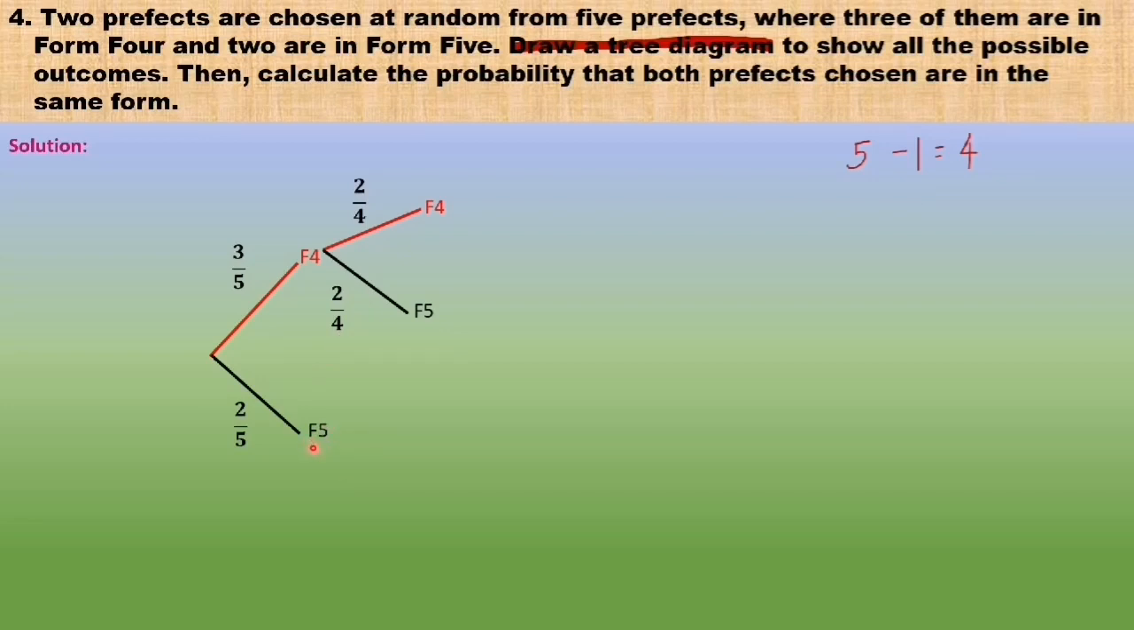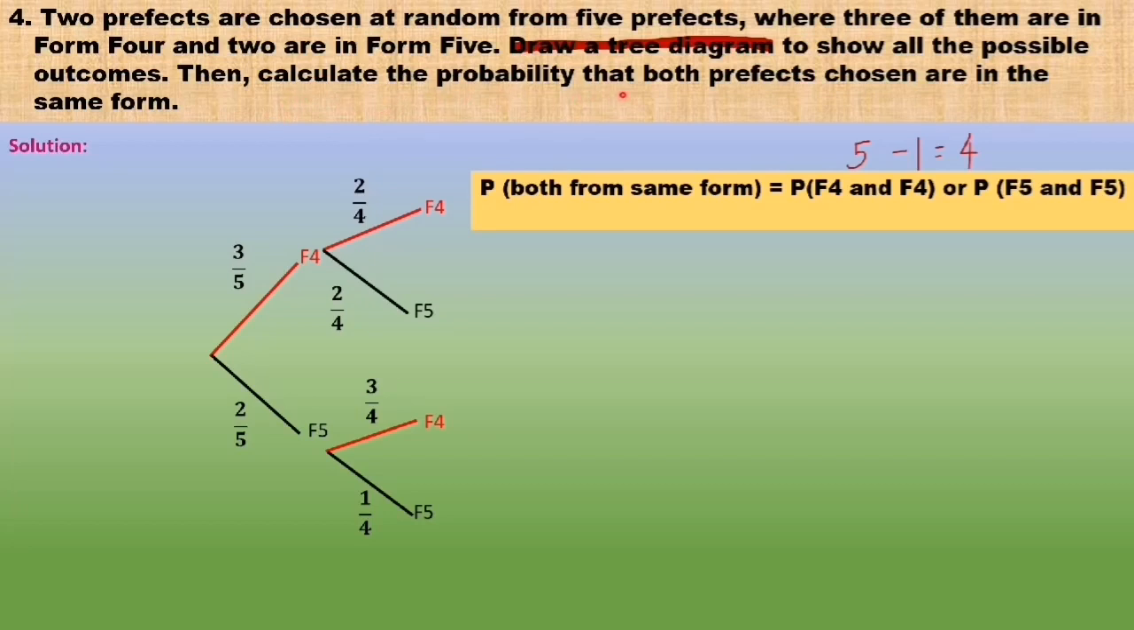Okay, so for this part, if the first prefix chosen is from form 5, and the second prefix from form 4, the probability is 3 over 4. If the first prefix is from form 5 and the second prefix is from form 5 also, the probability is 1 over 4.